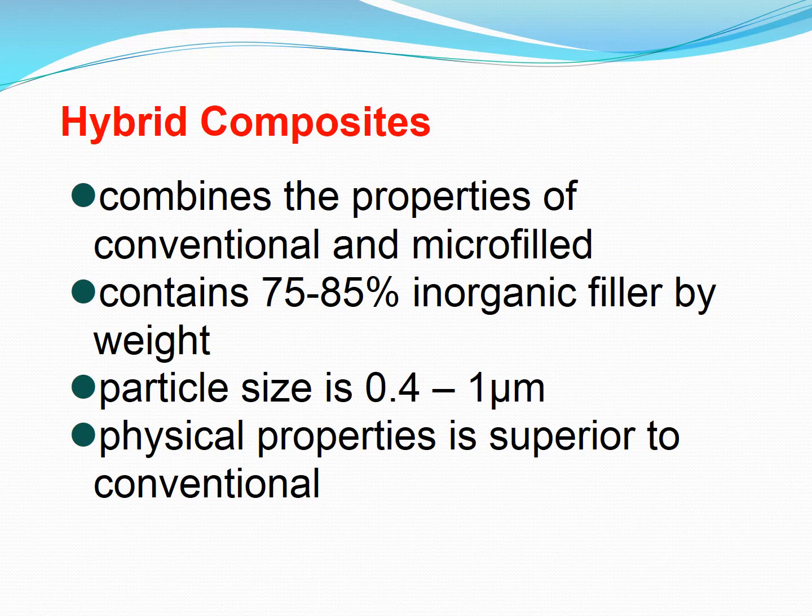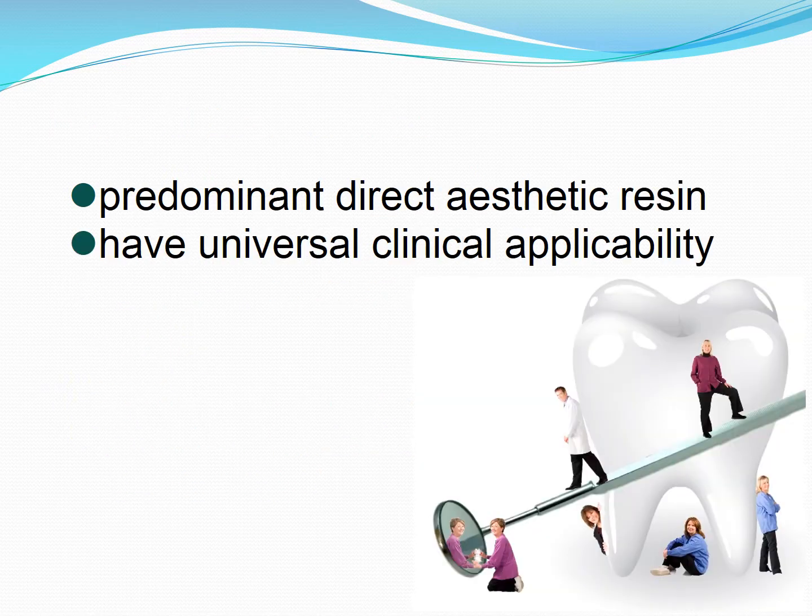Hybrid composite combines the properties of conventional or macrofill and microfill composite. It contains 75 to 85% inorganic filler by weight. The particle size is from 0.4 to 1 micron. The physical properties are superior to conventional composite. This material predominates among direct aesthetic resins and has universal clinical applicability.